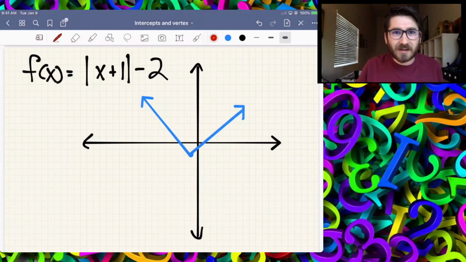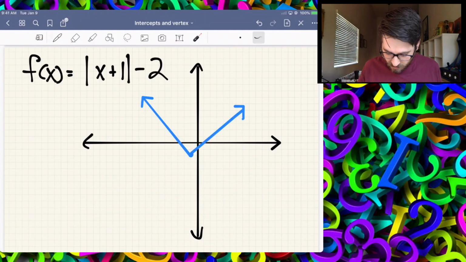Hello, Algebra 1 students. Today we're going to be taking a look at some important features of absolute value functions and their graphs. So we're going to be looking at the parts called the x-intercepts, the y-intercept, and the vertex. And before we actually get to graphing them, we're going to be finding where those points are.